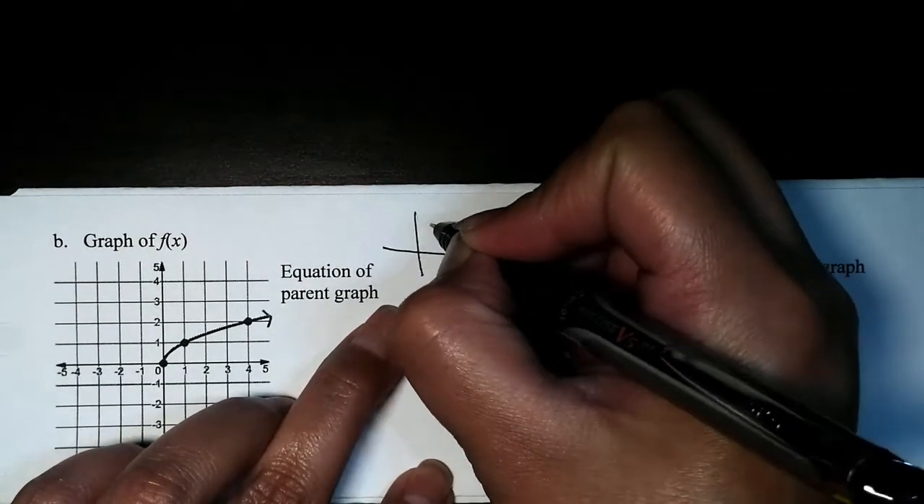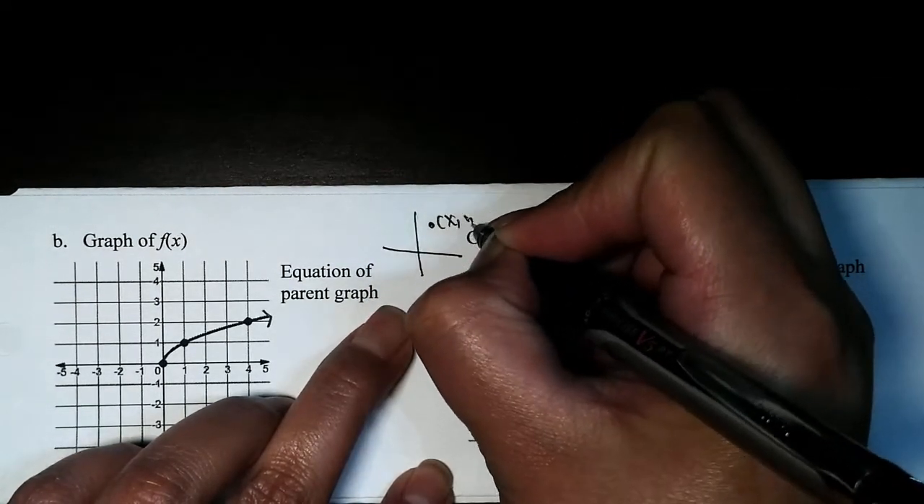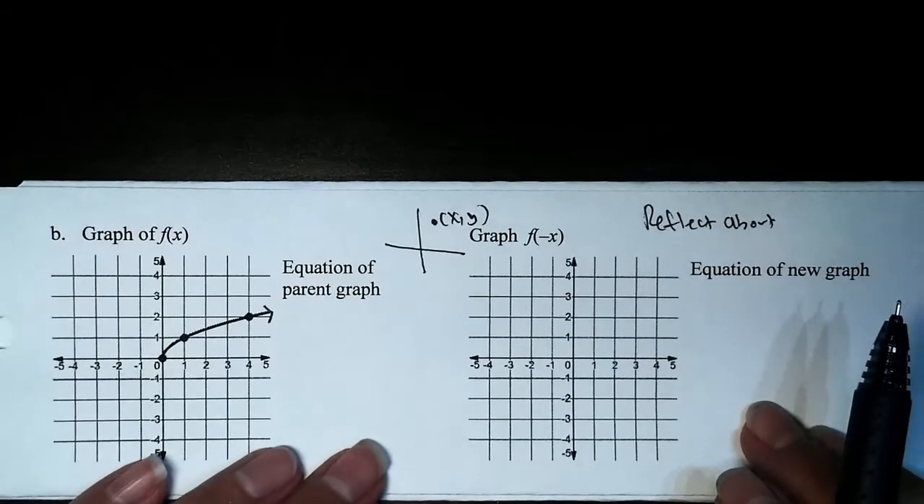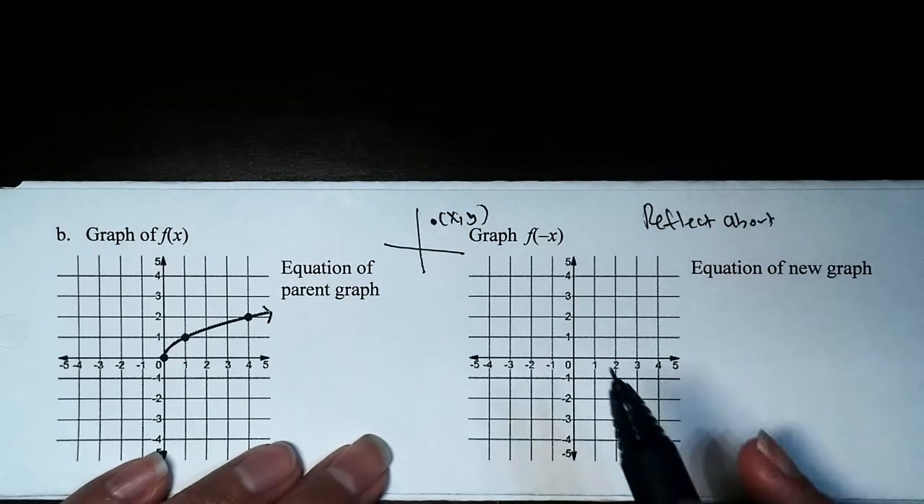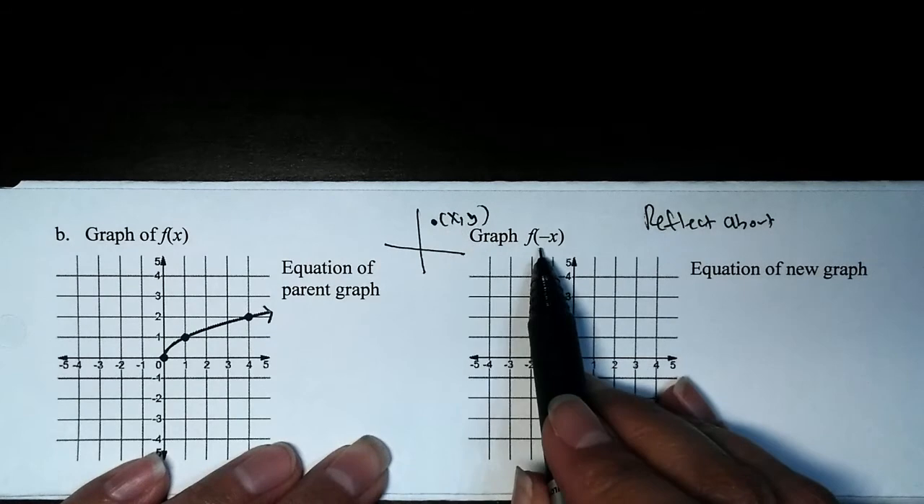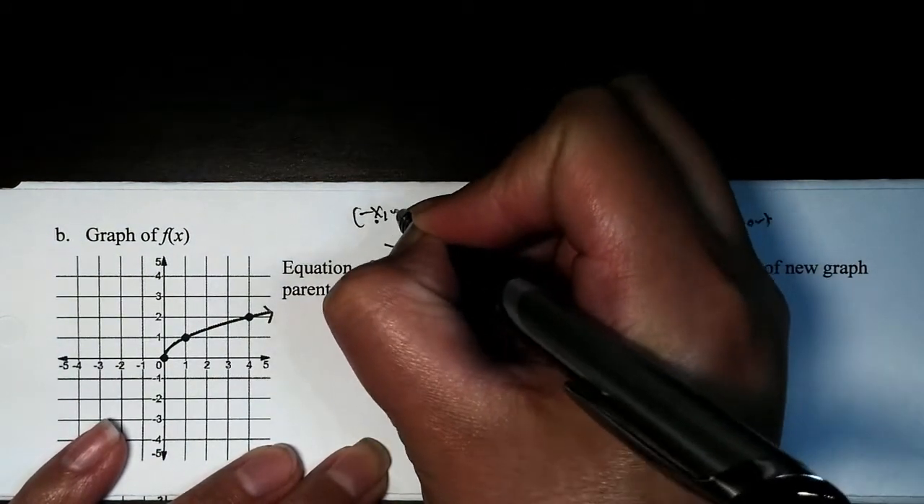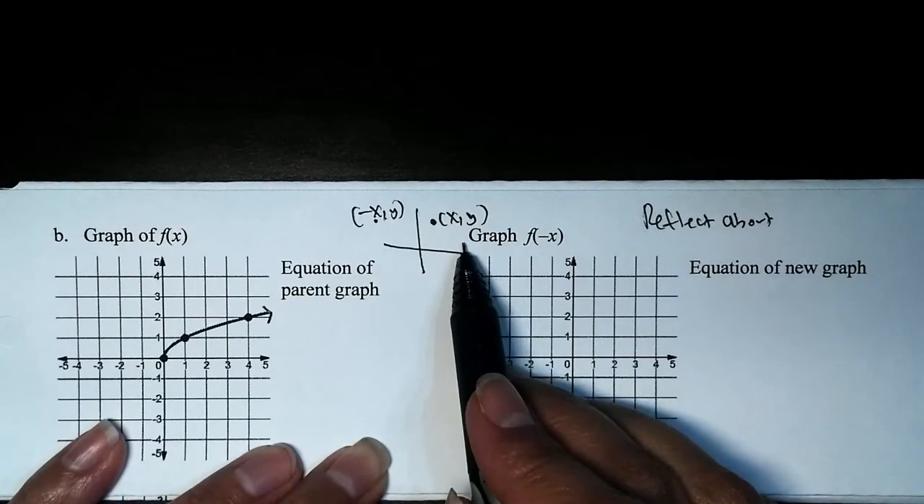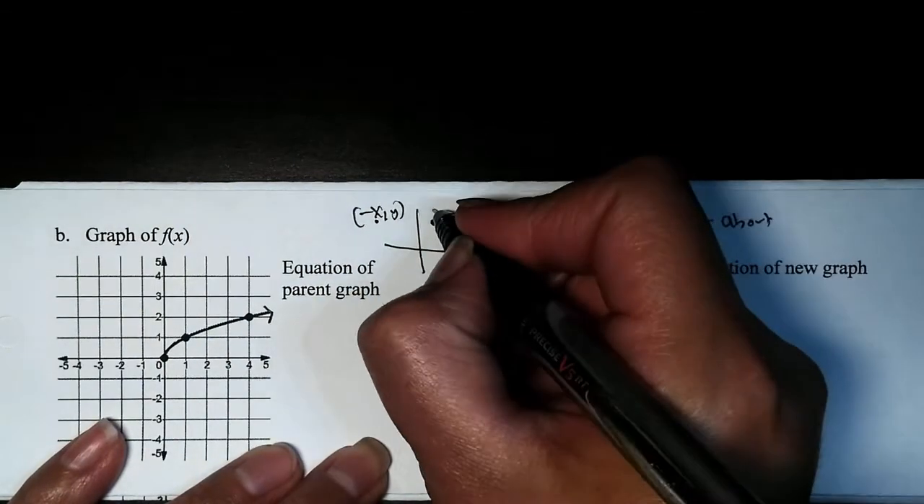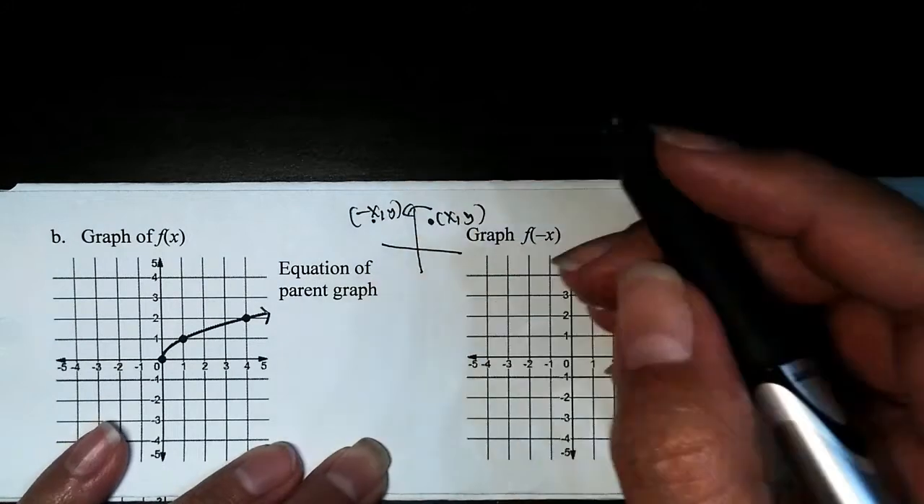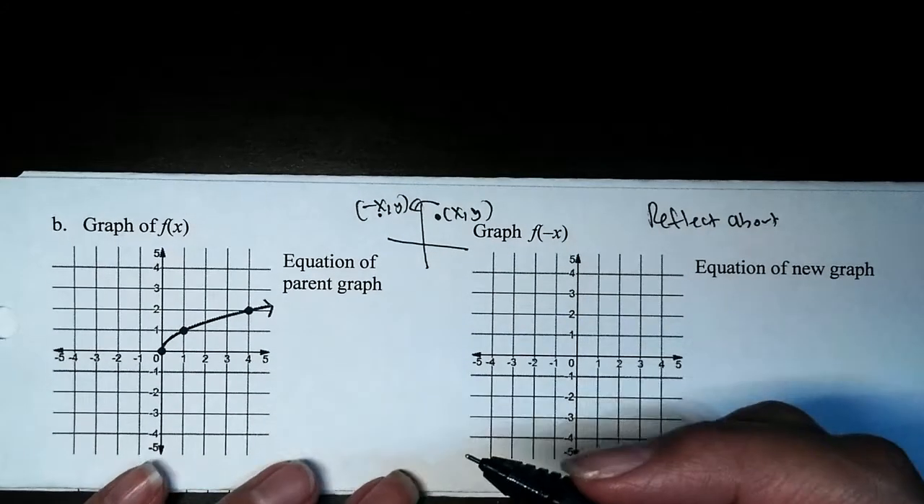So let me go ahead and do the same strategy. I'm just going to locate a random point (x, y). I don't even put ordered coordinates, sorry. And then we want to go from x to -x, so that will be over here. So to go from (x, y) to (-x, y), we have to reflect about the y-axis. Okay, so let's go ahead and do that.